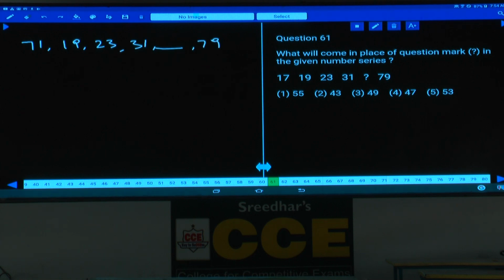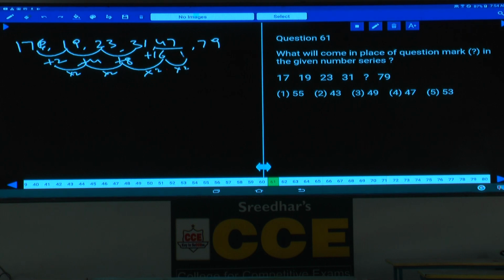Now the difference between 17 and 19, tell me what is the difference here? The difference is plus 2. Here the difference is 4, and here the difference is 8. 2, 4, 8. 2 into 2 is 4, 4 into 2 is 8, 8 into 2 is 16. And 31 plus 16 is 47. And 16 into 2, how much? 32. Then what is the missing number here? 47 is the missing number, that is choice 4.